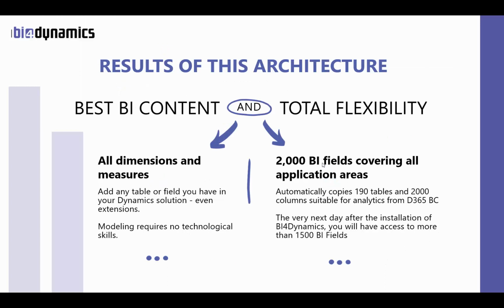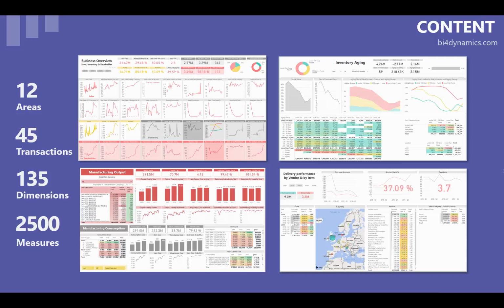So the result of this architecture is the best BI content and total flexibility. We'll not talk about flexibility a lot right now, but if you want to change anything in the model, you have to know that there is a column in a table in the BC that you want to add, and that's all you need to know to do any changes in this part here. So let's have a look at the content.